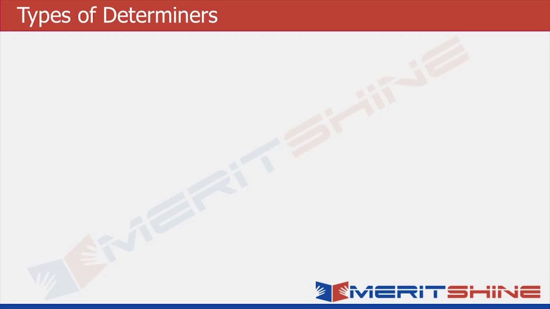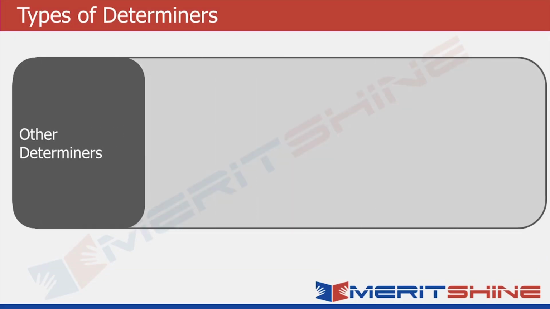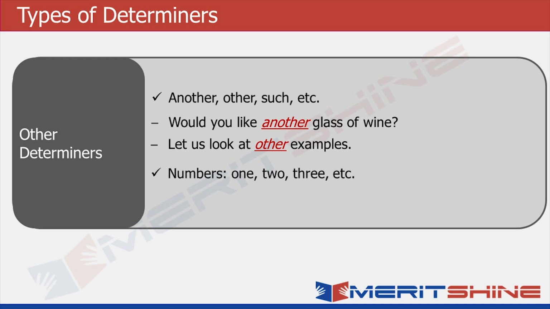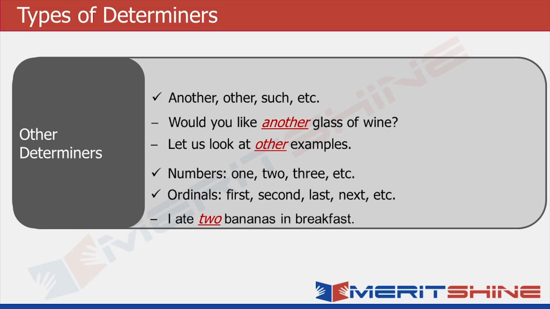Finally, we have some determiners which are not classified into a particular category, such as another, other, such, etc. Would you like another glass of wine? Let us look at other examples. Other is the plural of another. Then we have numbers like 1, 2, 3, etc. Ordinals: first, second, last, next, etc. I ate 2 bananas in breakfast.